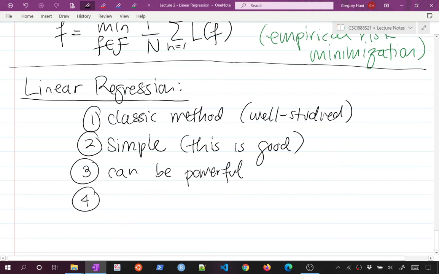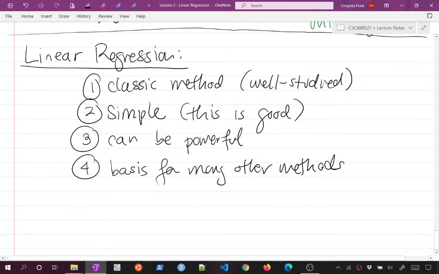Lastly, as far as this course goes, regression is the basis for many other methods that we're going to learn throughout this course. It's important to have as the first method because tons of other things out there in the literature are just fancier versions of this.